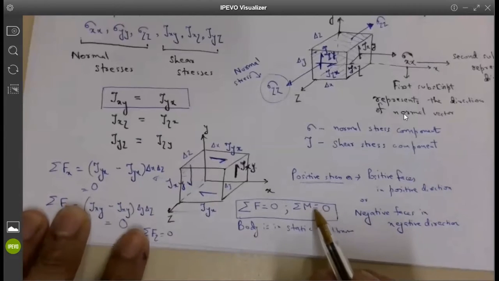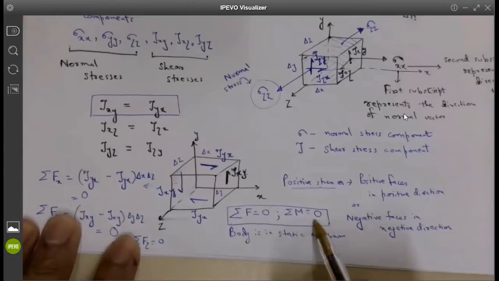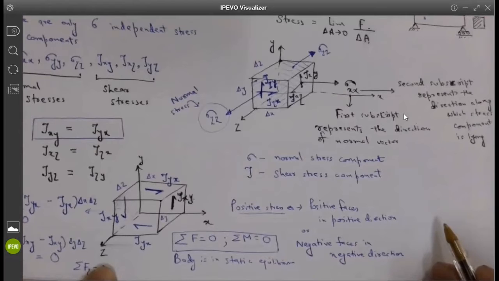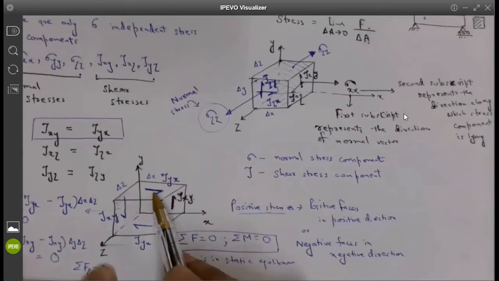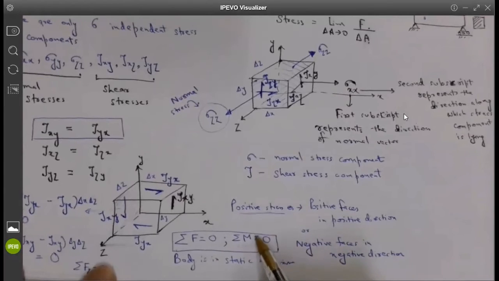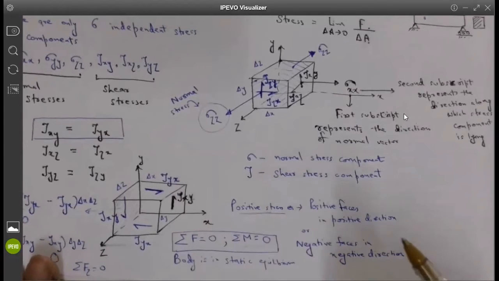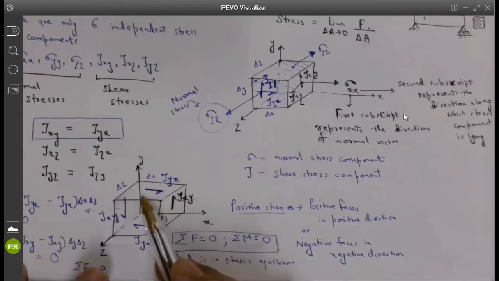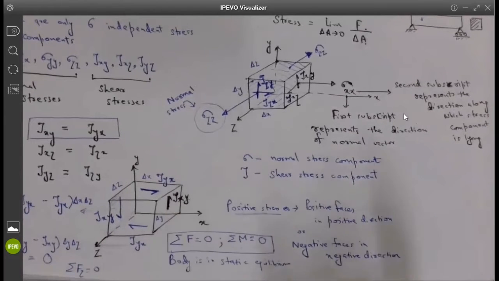Can you help us write an equation for summation of moment equals 0 for this specific body? So how should I write that? When we take the moment, it is about one specific axis or point. So let's say we are taking the moment about this axis. What is going to be the moment because of this stress component acting on this face? Can you give me one expression and write it in the chat window? Moment about z-axis. I will also ask the other students to work out what that equation will look like for summation of M equals 0.